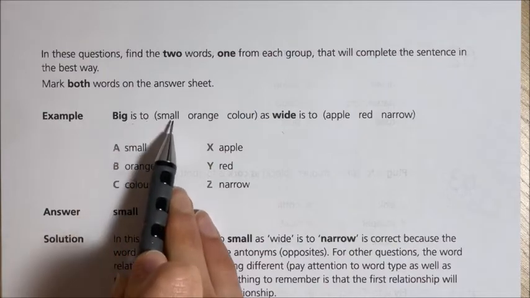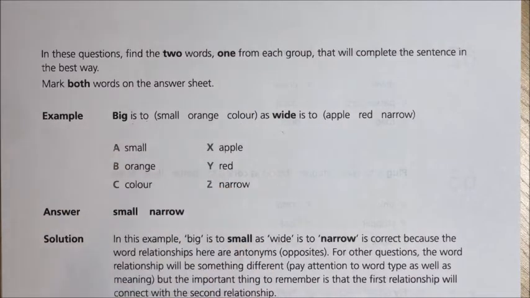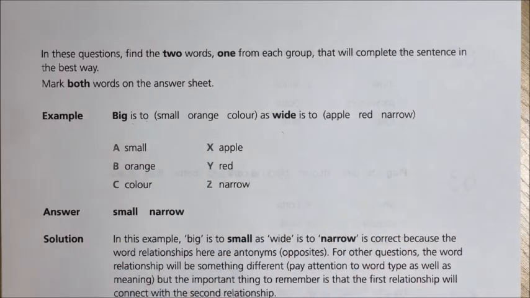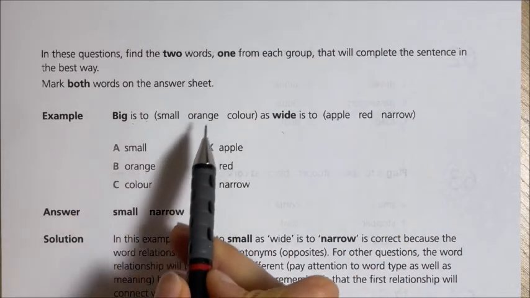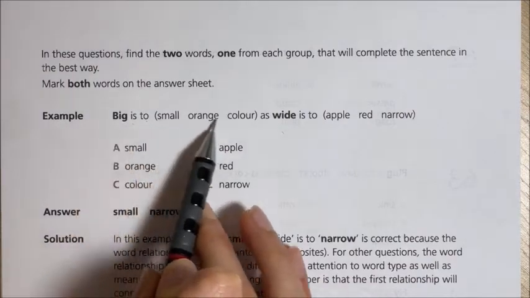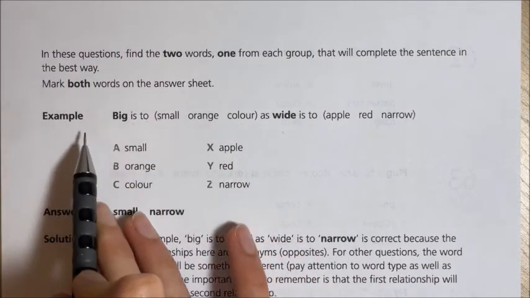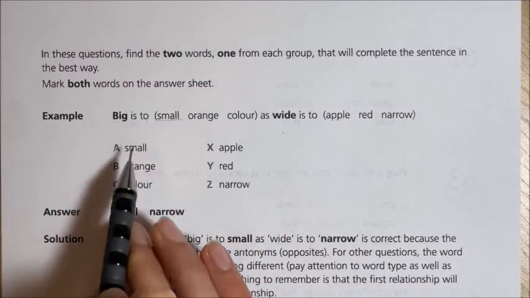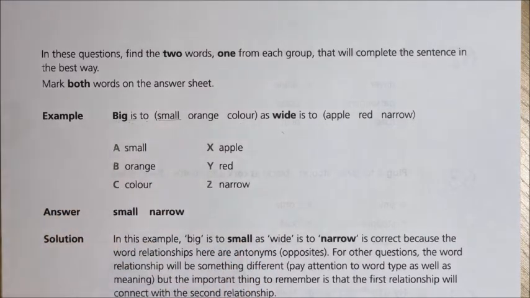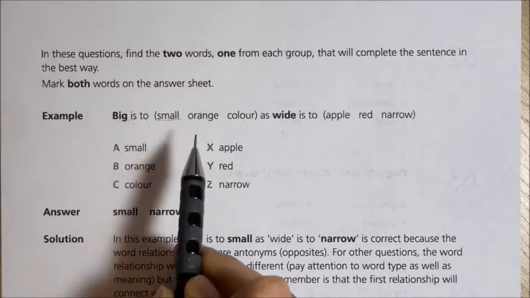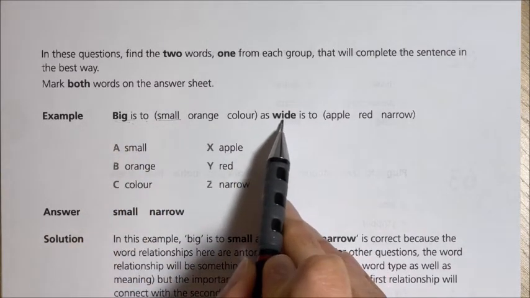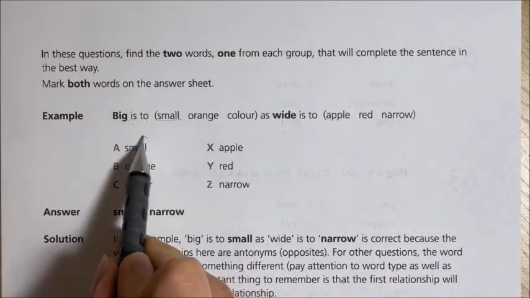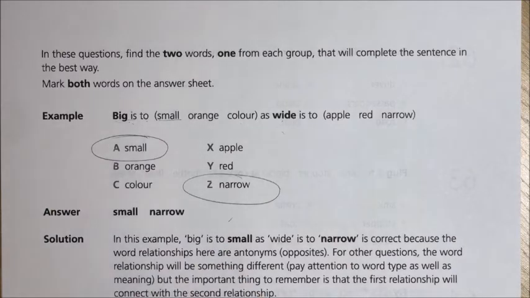Big is to small, orange or colour, as wide is to apple, red, or narrow. First, we must think about which one of these words is related to each other. And we can see that obviously big is related to small, as they are antonyms or opposite words. This means that we're looking for the opposite of wide, which is narrow. So our answers are small and narrow.